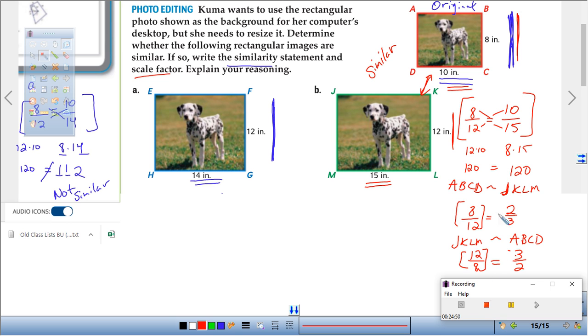Which direction are you looking at it? Now I'm going to tell you this much. When this one gets bigger, this one's 3/2 of that one. This one now is 2/3 of that one. Pretty cool, right?